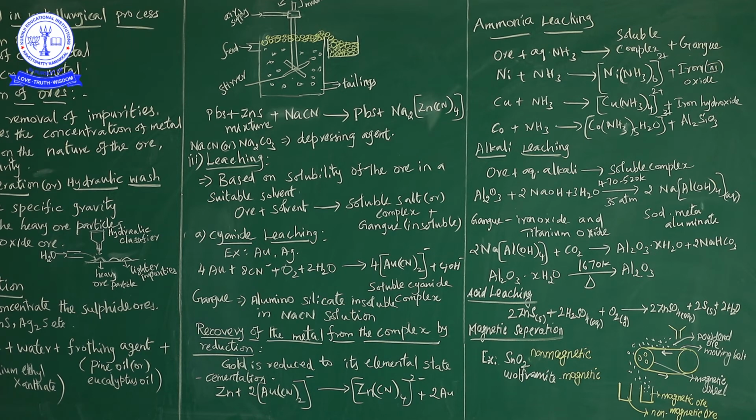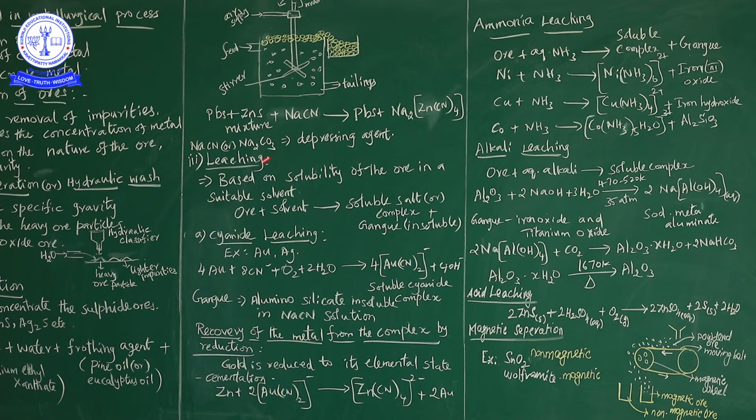Just as concentration of ores has 4 methods, the leaching process also has 4 types. The 4 leaching processes are cyanide leaching, ammonia leaching, alkali leaching and acid leaching. Cyanide leaching means the solvent is the cyanide solution.